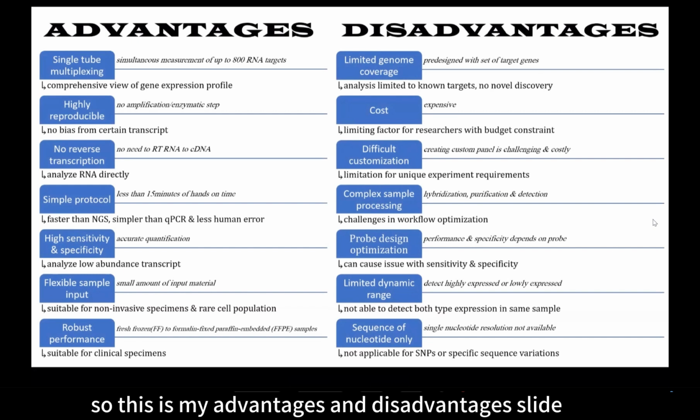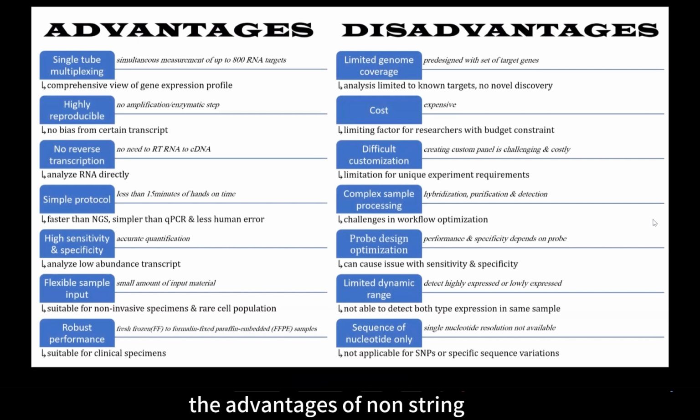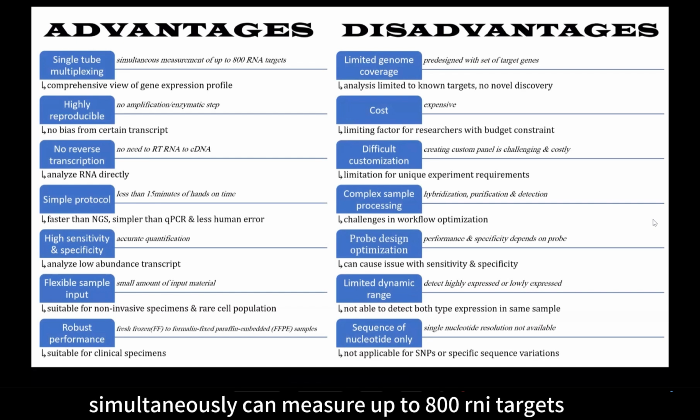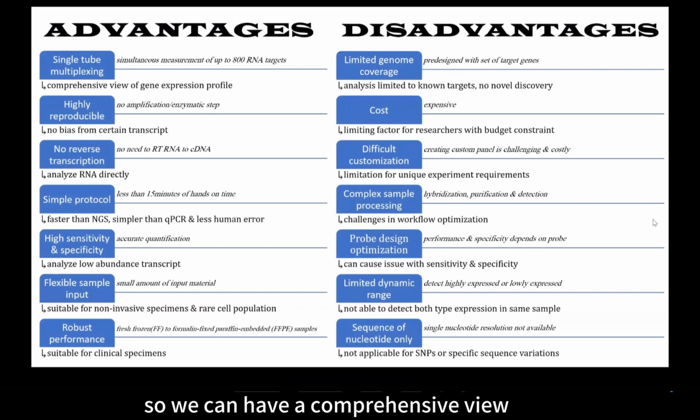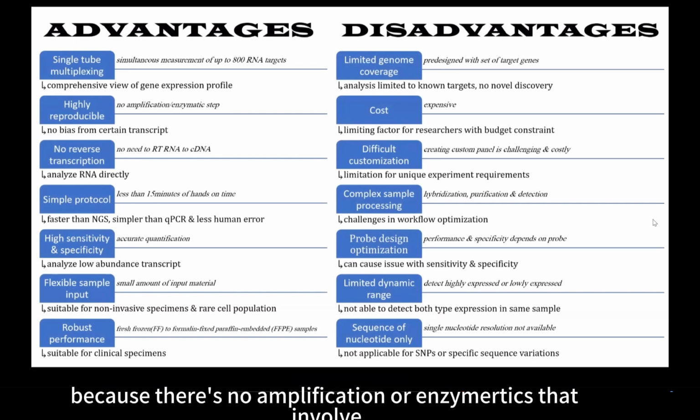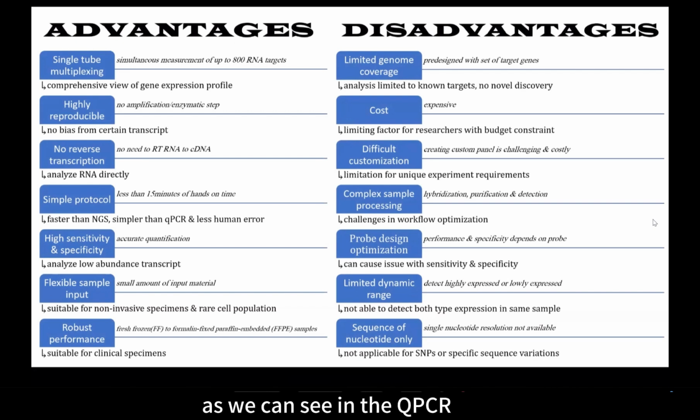So this is my advantages and disadvantages slide. The advantages of NanoString is it is a single tube multiplexing. So simultaneously, it can measure up to 800 RNA targets, which is much higher compared to microarray. So we can have a comprehensive view of the gene expression profile. It is highly reproducible because there's no amplification or enzymatic step involved, as we can see in the qPCR technique.